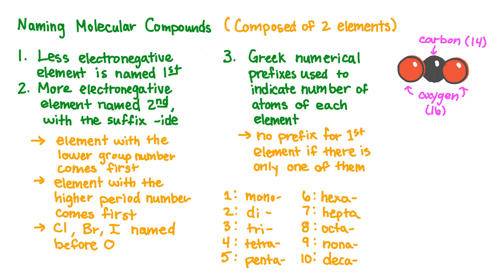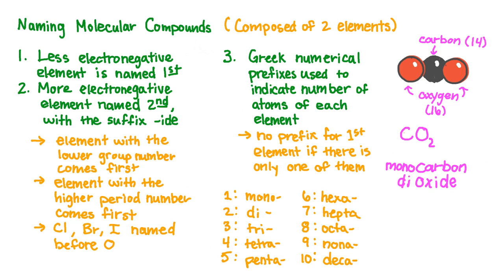found in group 16. So in both the name of this molecule and in our chemical formula, carbon will come first, followed by oxygen. And since there's one carbon atom and two oxygen atoms, the chemical formula for this molecule is CO2. And carbon will also come first in the name of this molecule, just like in our chemical formula. Oxygen will come next, but will replace the end of its name with IDE.